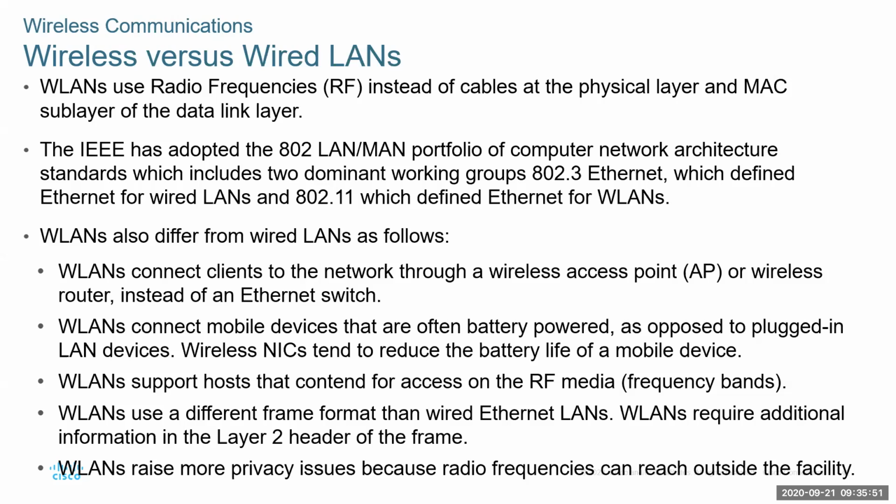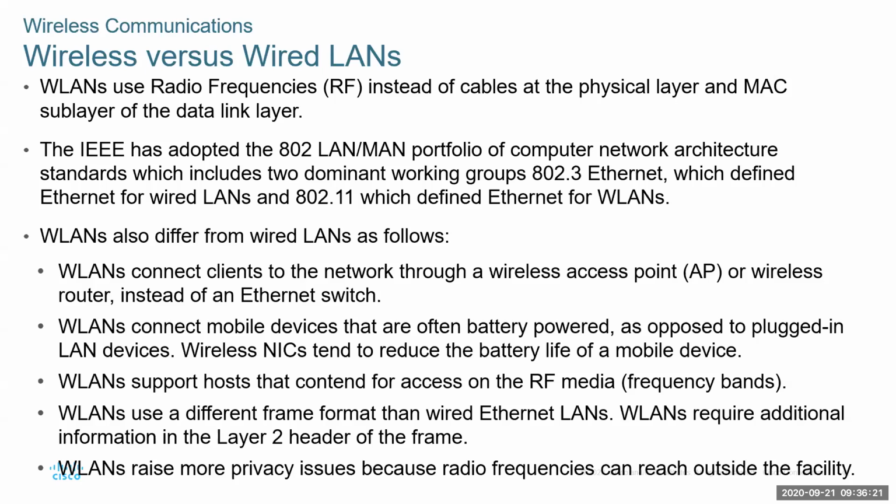Your wireless LANs connect like mobile devices, such as your phone, as opposed to being plugged into the LAN devices, so you don't have PoE type interfaces with the wireless. Those NICs tend to reduce the battery life of a mobile device. The hosts themselves contend for access on the RF media, so those different frequency bands, and they use a different frame format than wired Ethernet frames. They have additional layer 2 information inside of there that tell them which channel and frequency, etc., they are on.